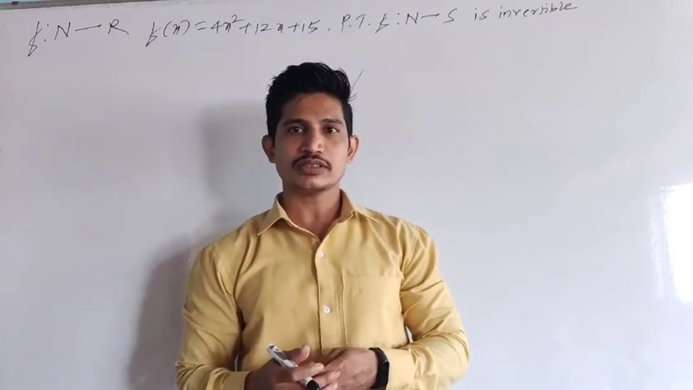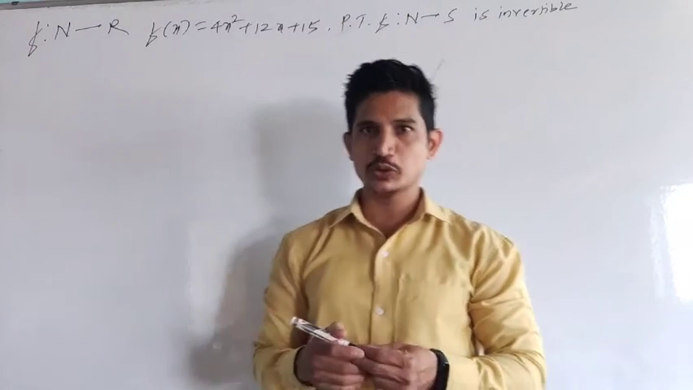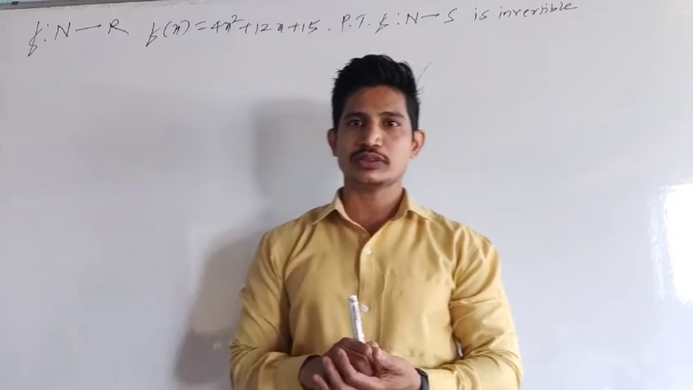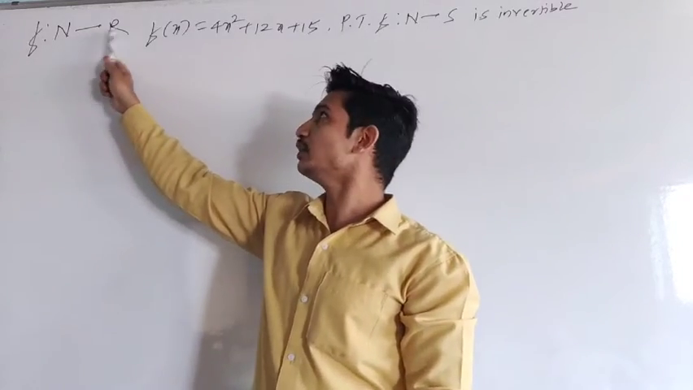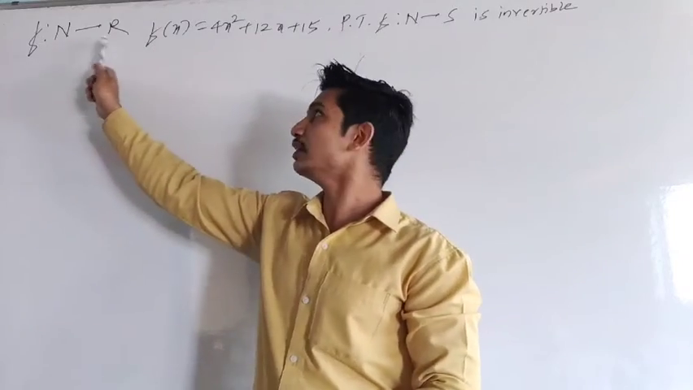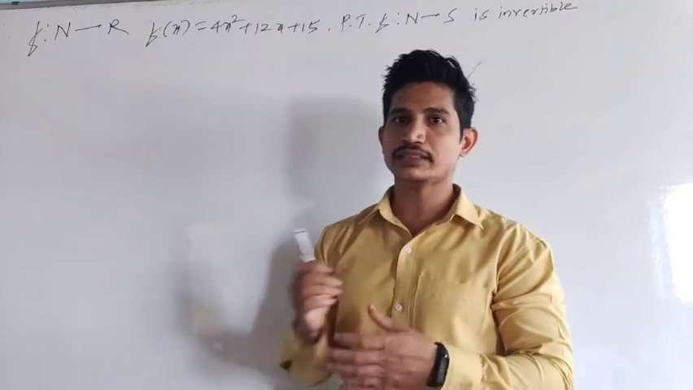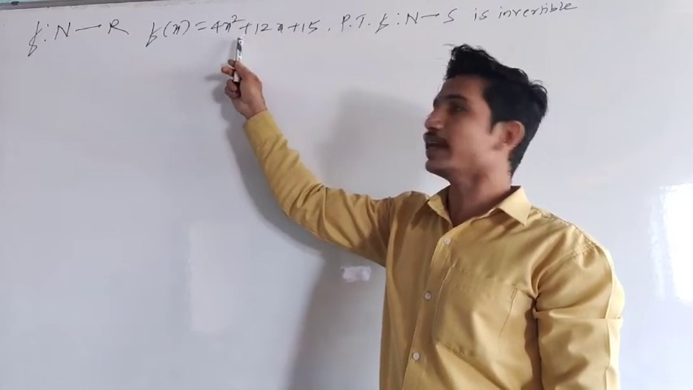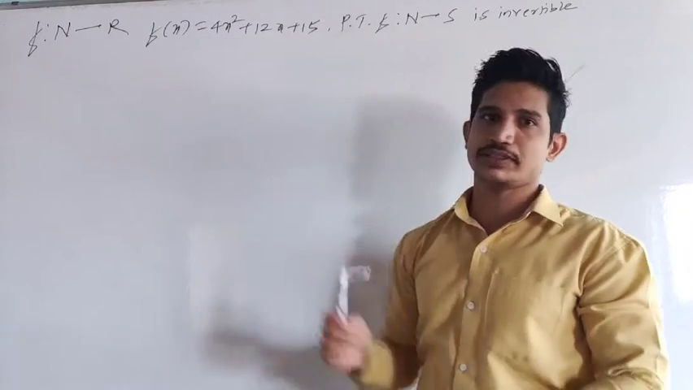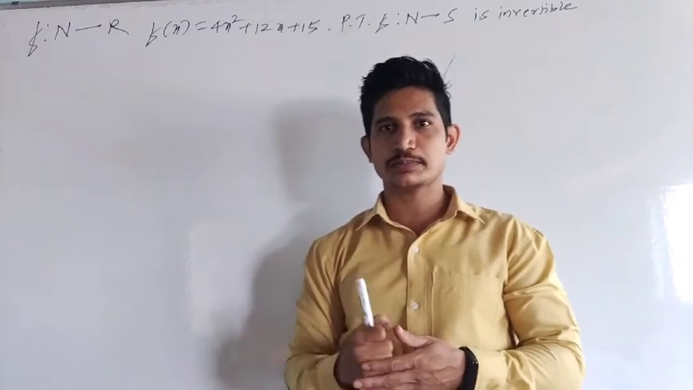So, hello students. Today we are going to learn two more 5 marks examples. The first example: suppose a function f from N, the natural number set, to R, the real number set, is given, and it is defined by f of x is equal to 4x square plus 12x plus 15.